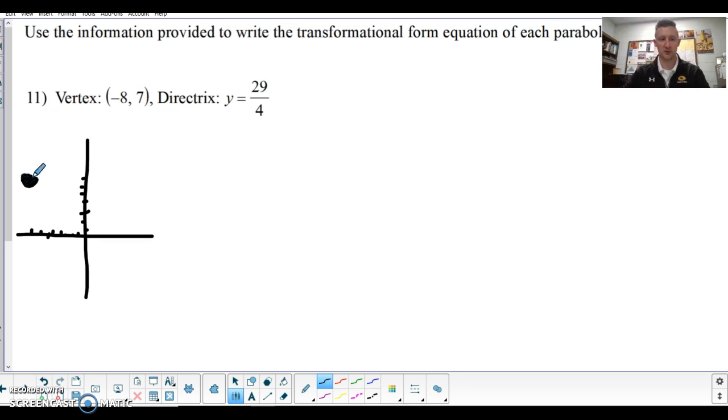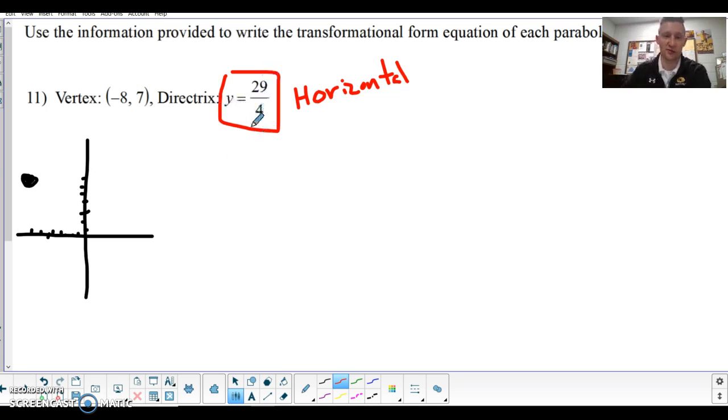Now, my directrix is at y equals 29/4. A couple things I know about that. First of all, y equals is going to be a horizontal line. So, if I've got a horizontal line, it's either going to be above or below this vertex. Which means that my parabola is going to be opening either up or down. Right? So, the next thing I would do is think about y equals 29/4.